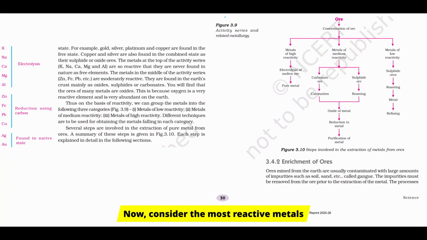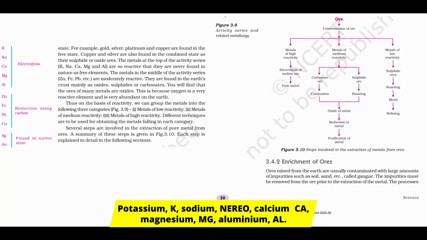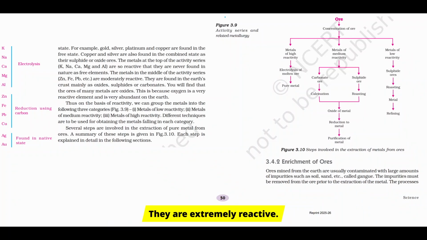Now consider the most reactive metals at the top of the series: potassium, K, sodium, Na, calcium, Ca, magnesium, Mg, aluminium, Al. They are extremely reactive.